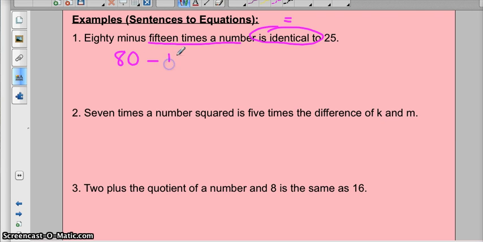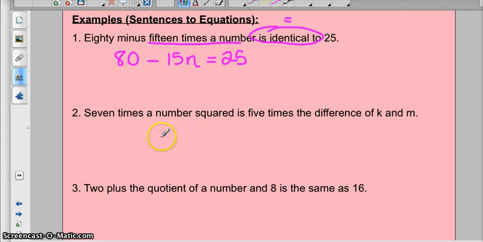So 15 times a number, you can use any variable for when it says a number. So I'll use n. So 15n, and I'll write it right next to it since it's multiplication, is identical to, so that's where my equal sign comes in, 25. And that's your equation.